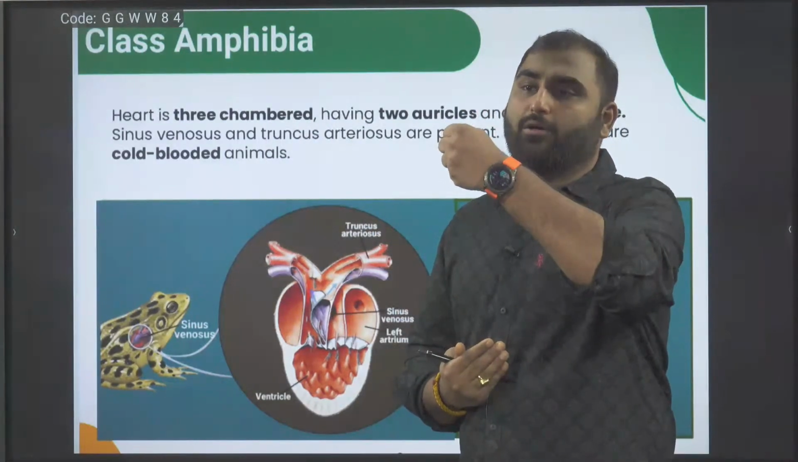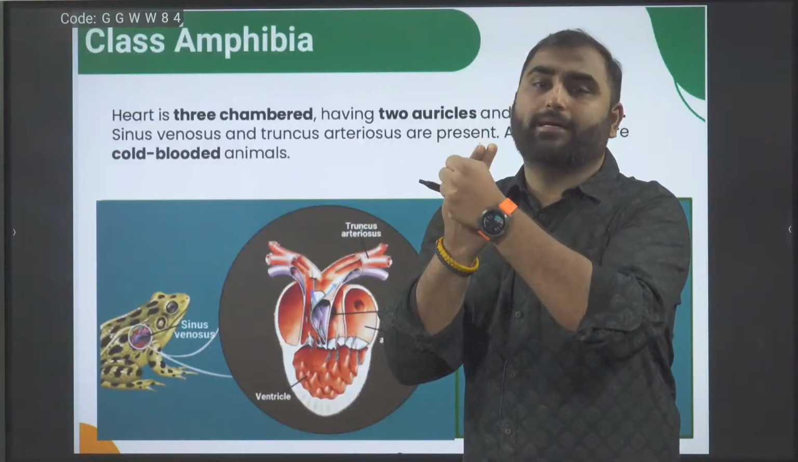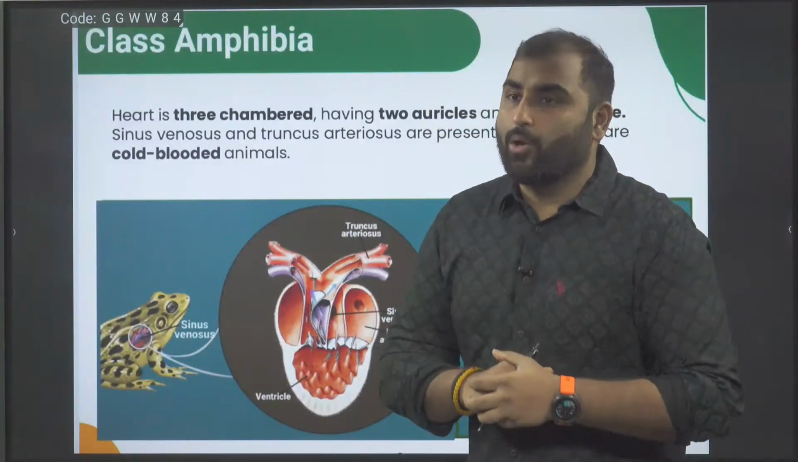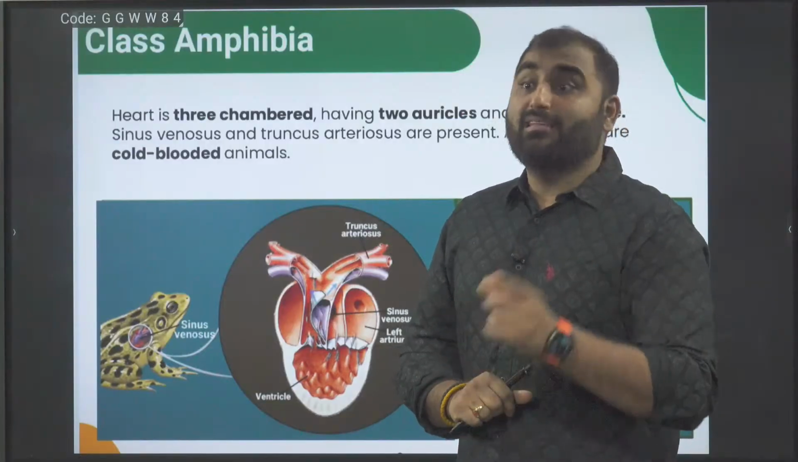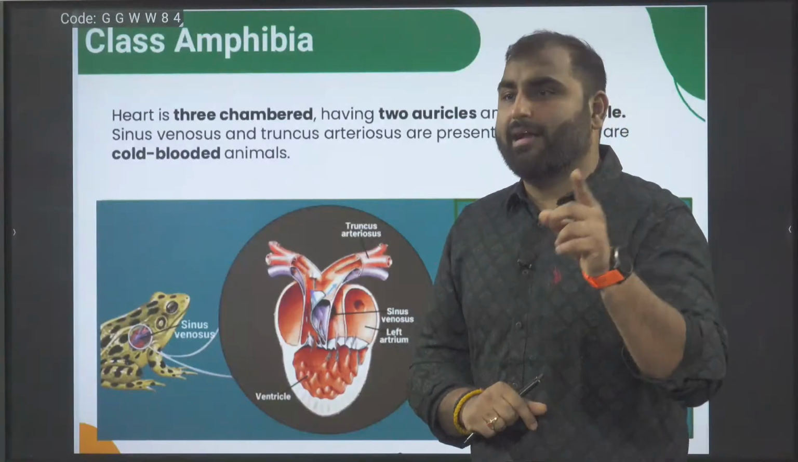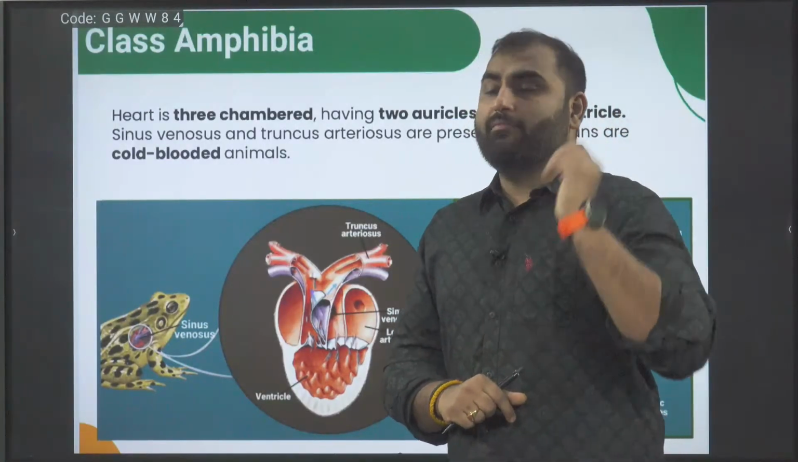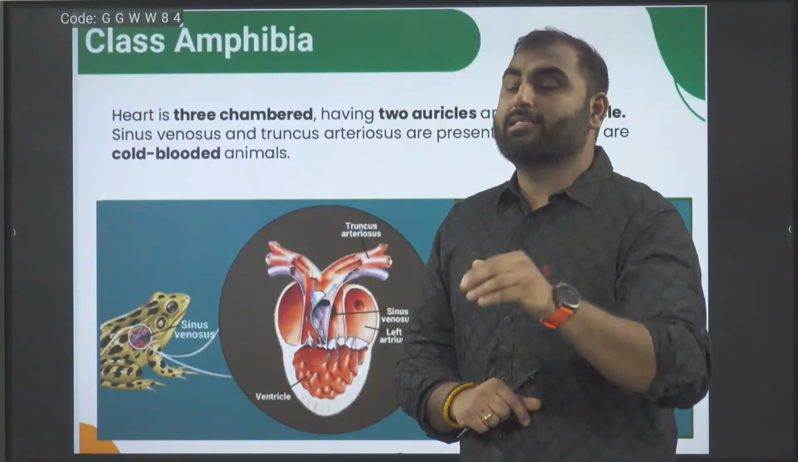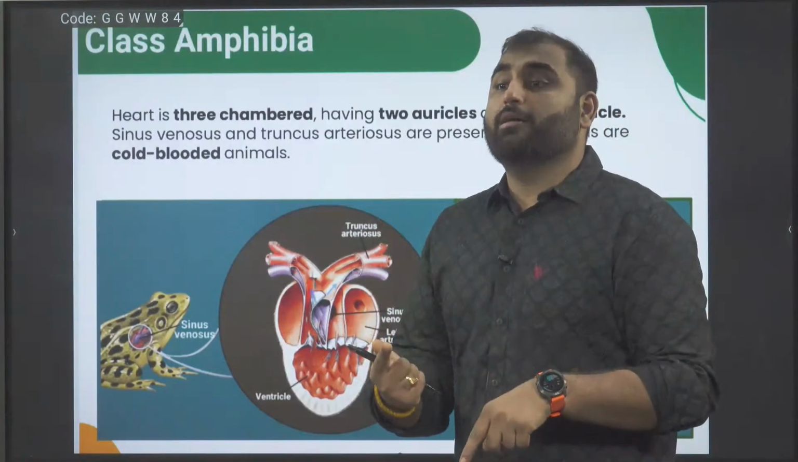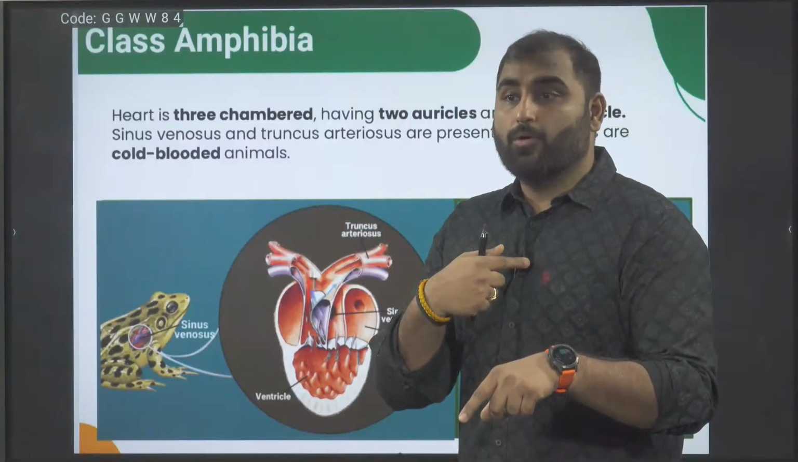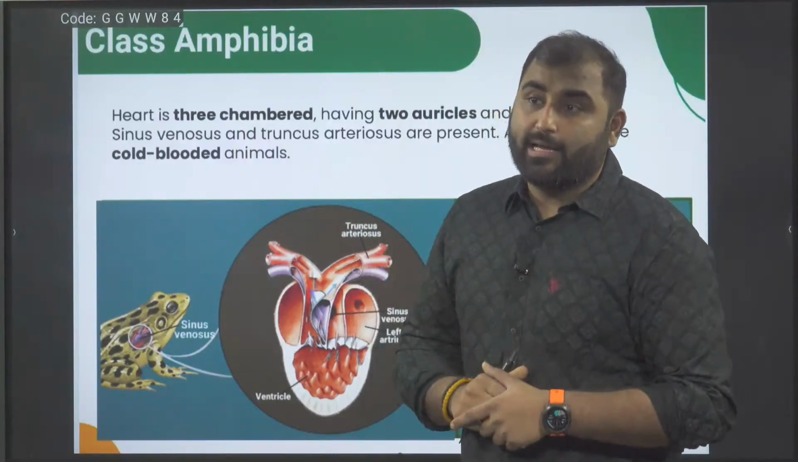So if this is the heart of the frog, on the dorsal side, the back side, the sinus venosus will open and drain the deoxygenated blood into the right atrium. In which atrium? Right atrium. The left atrium in the frog gets the oxygenated blood coming from the skin and lungs. That is opening in the left atrium.